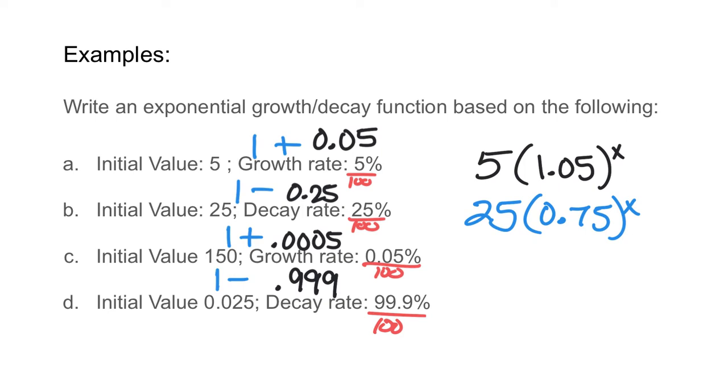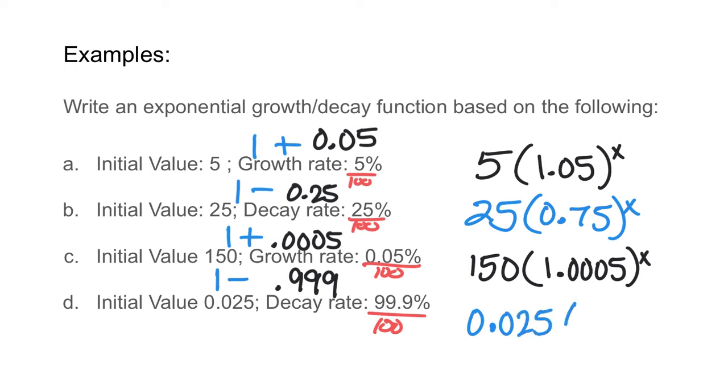For C, it was a growth function again, so I start with my 150. I'm going to add 1 plus 0.0005 and get 1.0005 to the x. And then for my last one, my decay function, I'm going to subtract 1 minus 0.999, and I get 0.001. So it's 0.025 times 0.001 to the x. Again, we're writing these functions based on the information that's given here.